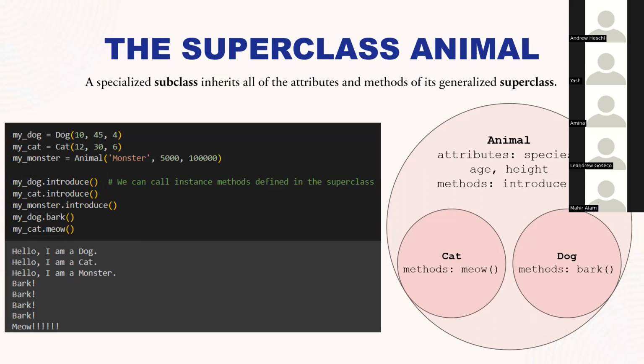All right, and if I wanted to, I could also make an instance of the superclass. There's nothing preventing me from doing that. So if I had some more generic animal that I wanted to instantiate that wasn't either a dog or a cat, I could just instantiate animal as normal here. And of course, it would also support the introduce method because that's defined in animal. However, my monster here, which is an instance of animal, would not be able to either bark or meow. All right, hopefully that makes sense to everybody so far.